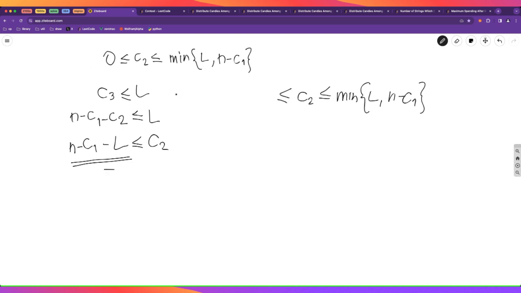So we want the maximum between 0 and n minus C1 minus L. All the elements in this range are valid C2s, in the sense that they will leave values for C3 that are also valid. So we just count how many integers there are in this range, and we'll get the answer.